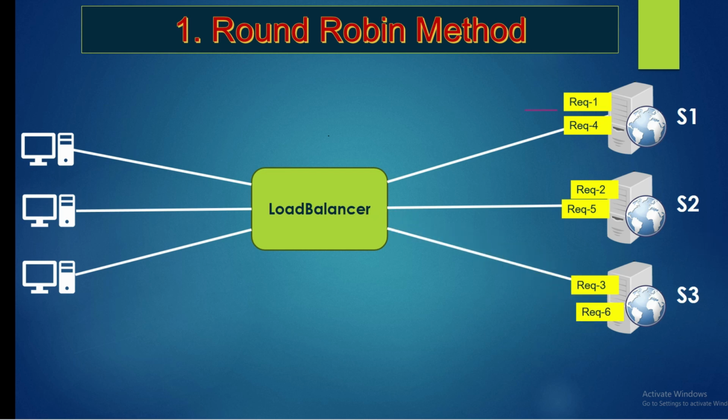First will hit on this server, then second hits this server, then third hits this, fourth hits this, fifth hits this, sixth hits this. This is called round robin here. So next method, let me show you the next method here.